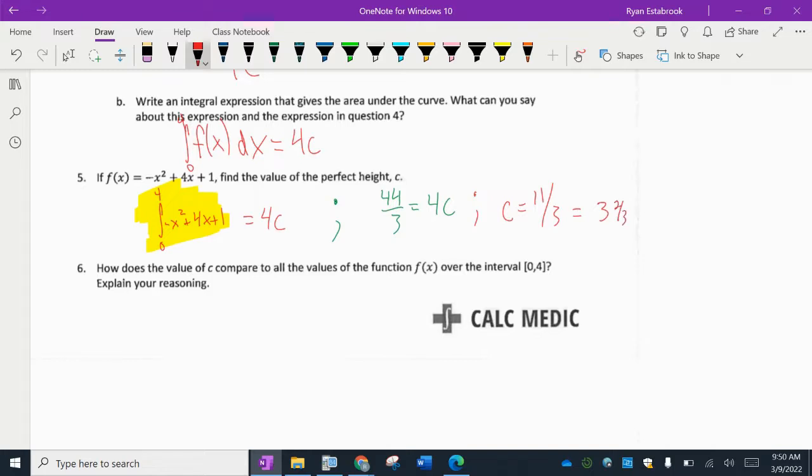Was that pretty close to the guess that we came up with? When I heard a lot of you give your guess, some of you said 3.75, I heard some 3.5s. Well, this is right in between there. 3 2/3 would be what it actually is, so that the area of the rectangle is equal to the area of that region. Question number 6 is the question that wraps it all up. How does the value of c compare to all of the values of the function f of x over the interval from 0 to 4?